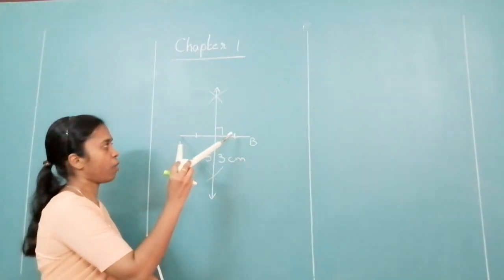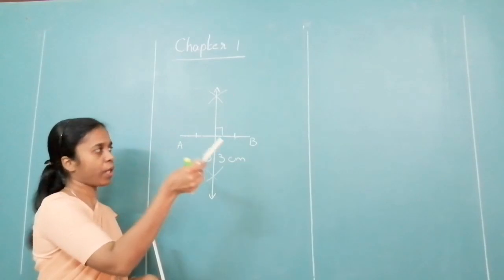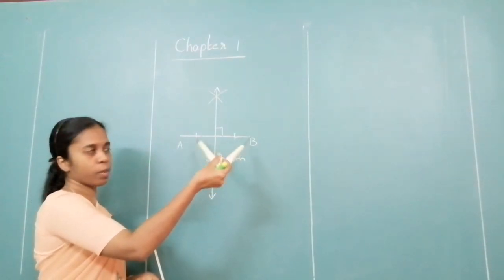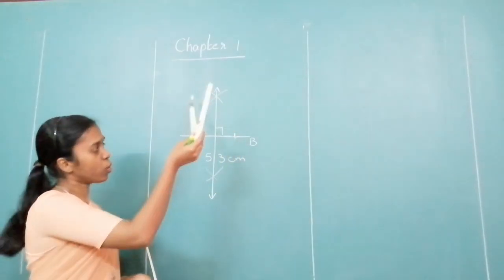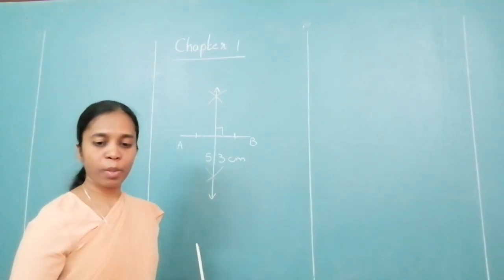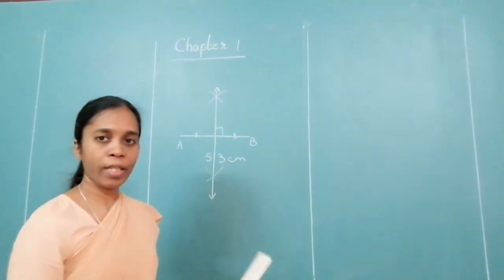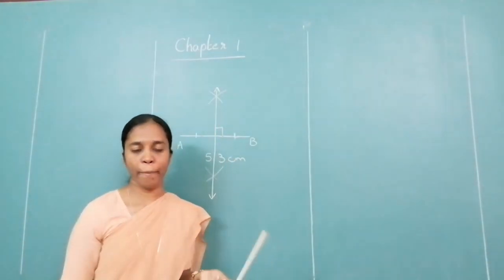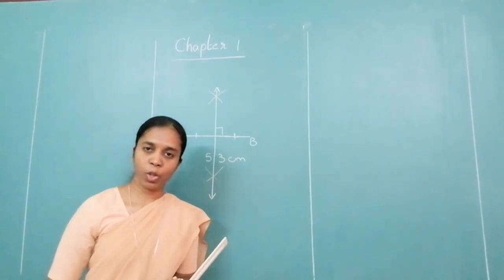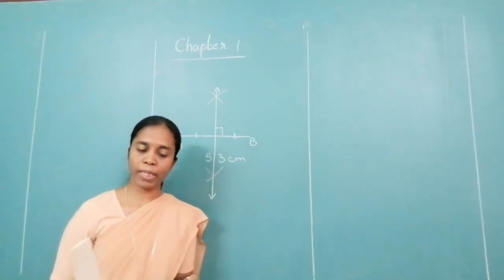Take more than half. Draw the arc up and down. Same measure, take it on the other point. Draw up and down. Join the intersecting points and you will get a line that is known as the perpendicular bisector. Is it clear to all of you how to draw a perpendicular bisector?